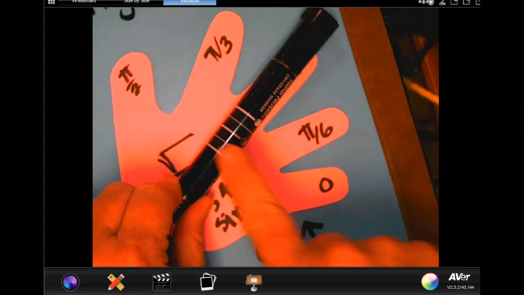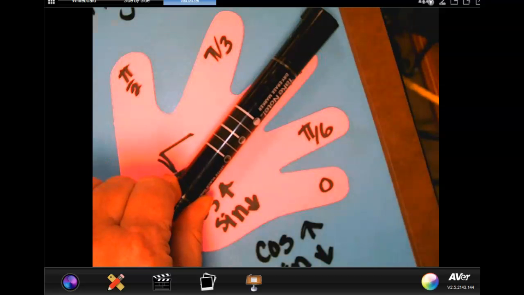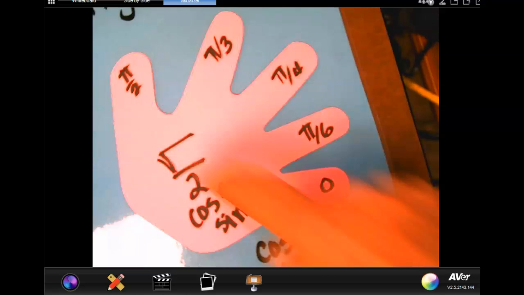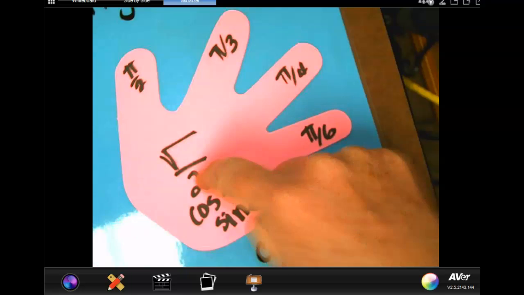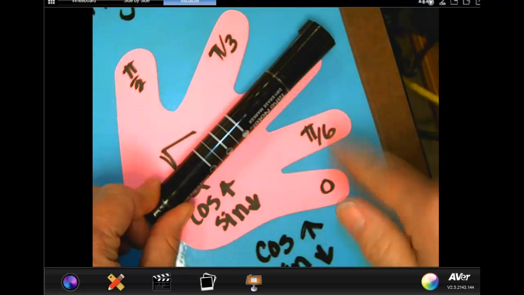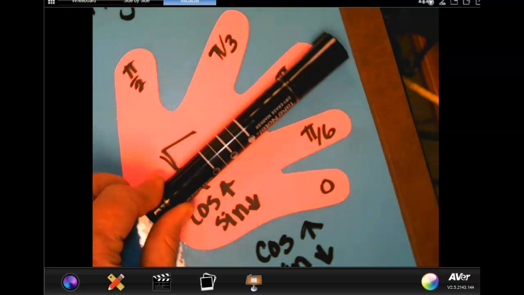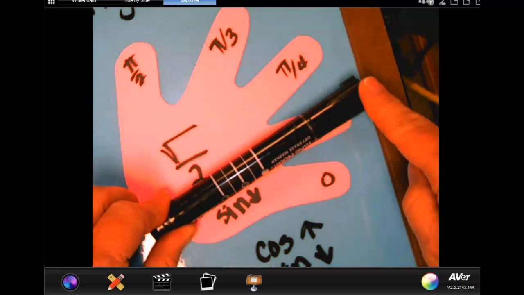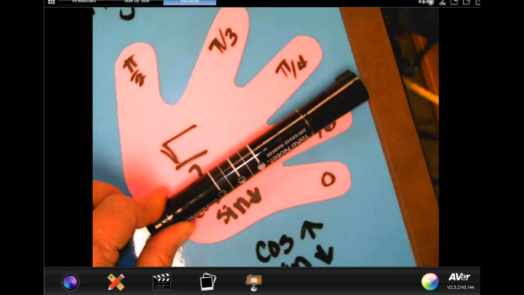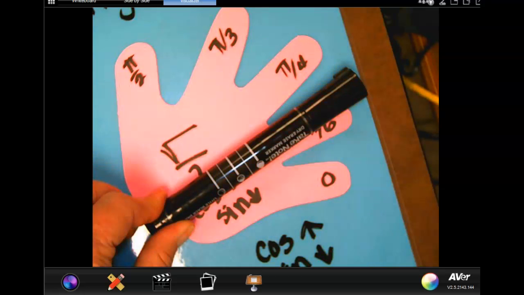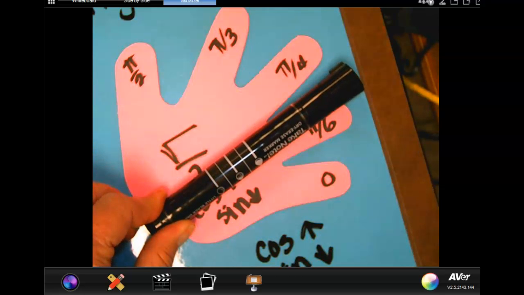Pi over 4. How many fingers up? So that's the cosine. The square root of 2 over 2. How many fingers below? Square root of 2 over 2. So pi over 6. How many fingers above? Square root of 3 over 2. How many fingers below? 1.